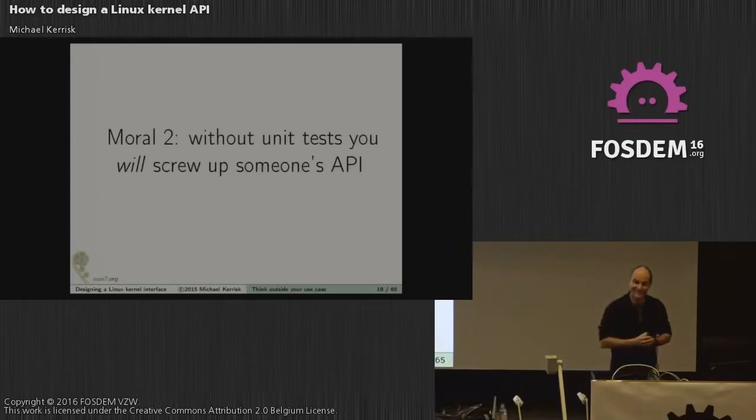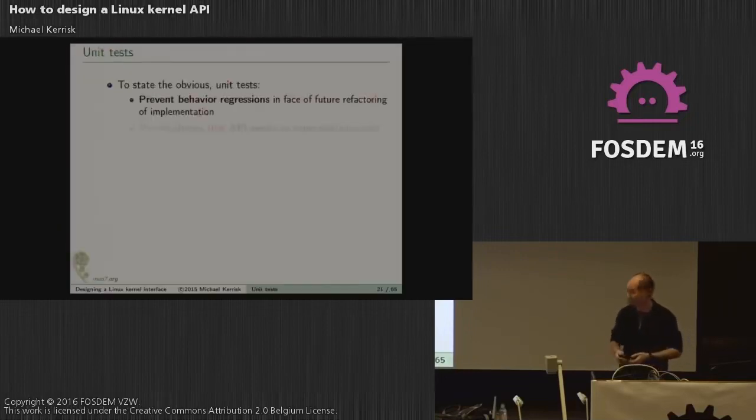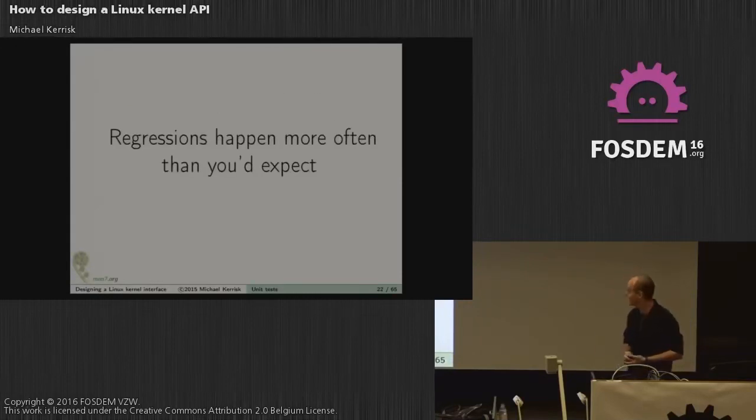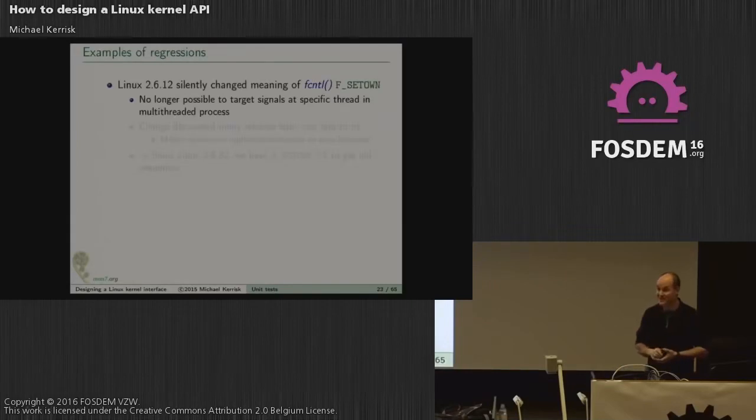The problem, of course, is there were no unit tests. And it's pretty much guaranteed that if you don't have unit tests, then eventually someone is going to screw up your API. Make some refactorings that'll change the behavior in subtle ways that may not get discovered for quite a while. So the obvious stuff, unit tests are about preventing behavior regressions, and even just making sure that as you go out the door, the API works as you advertise it's supposed to work. And regressions in the Linux kernel, in terms of kernel user space APIs, have actually been surprisingly common.